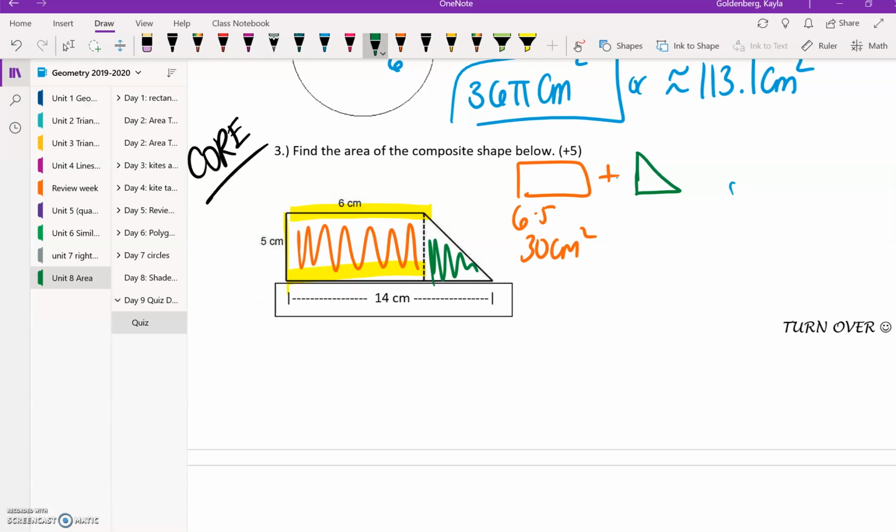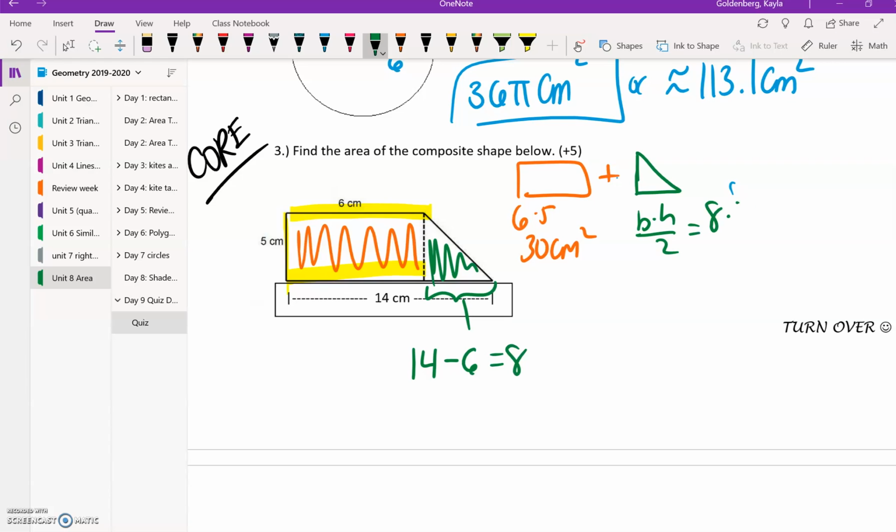My triangle, it's going to be base times height divided by 2, right? My base is this little bit. Notice that's going to be the total of 14. Take away the 6, right? Because 6 is going just until you hit the end of the rectangle there. So if I subtract that, I'm going to get 8. So my base is 8.